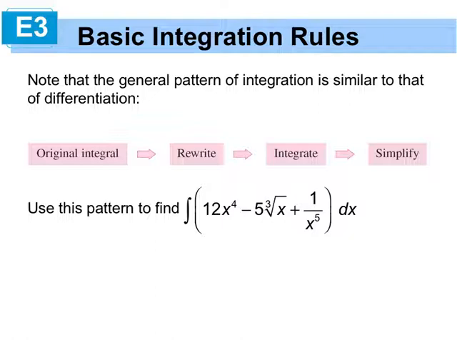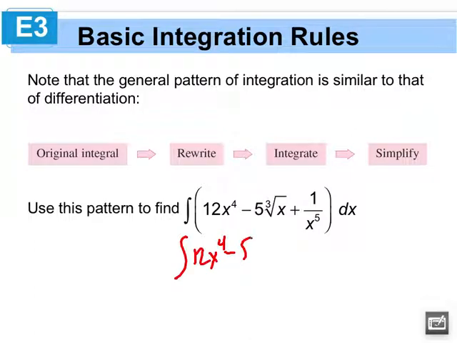15 x to the 1/3. 15? We're not taking an integral yet, we're just rewriting it. Oh, no, then just 5x to the 1/3. And how would you rewrite 1 over x to the 5th? X to the negative 5th. Good. Antiderivative of 12x to the 4th minus 5x to the 1/3 plus x to the negative 5th dx. Beautiful.